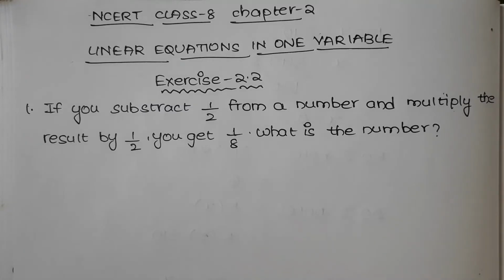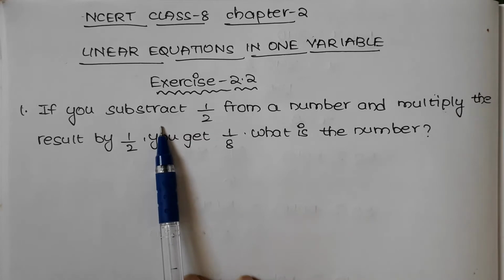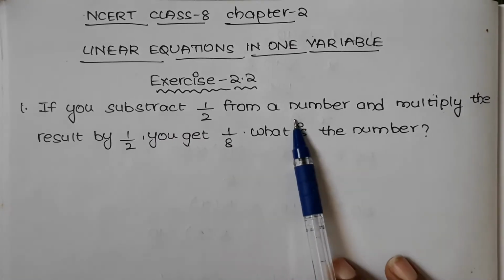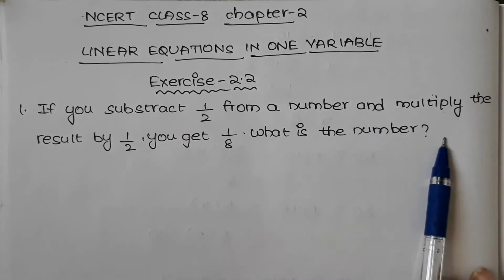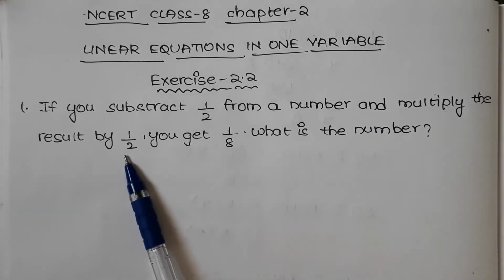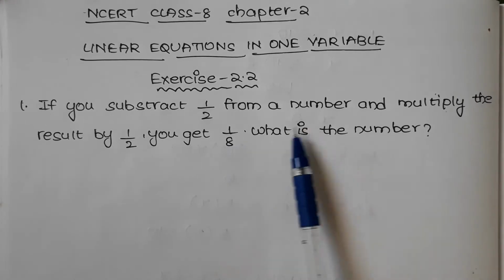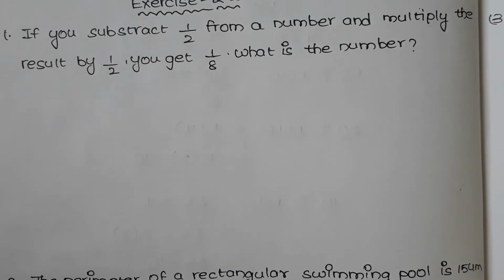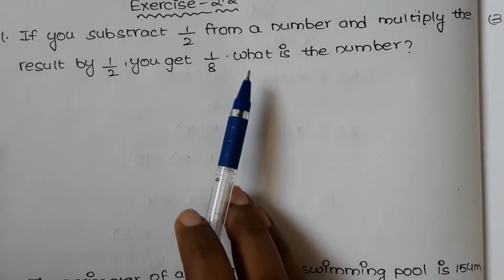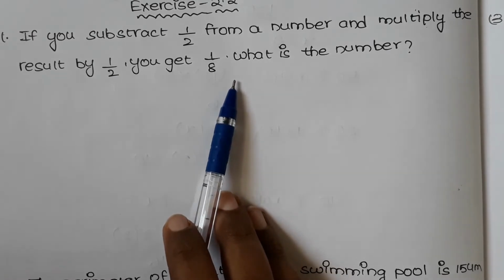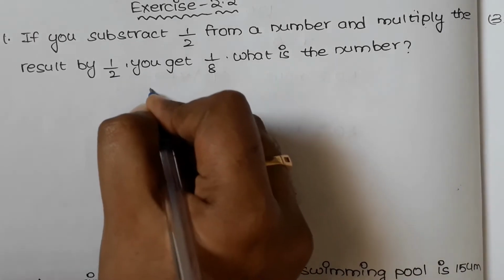Now let us see the first problem, that is, if you subtract 1 by 2 from a number and multiply the result by 1 by 2, you get 1 by 8. What is the number? Here we have to find the number. Let us assume that the number be x.